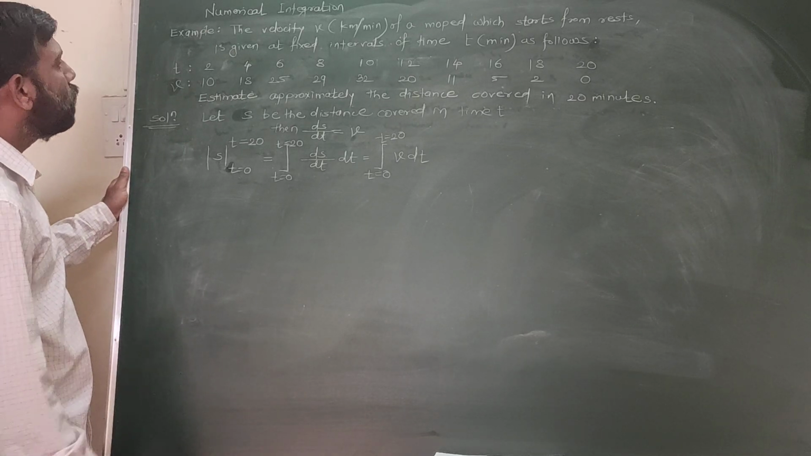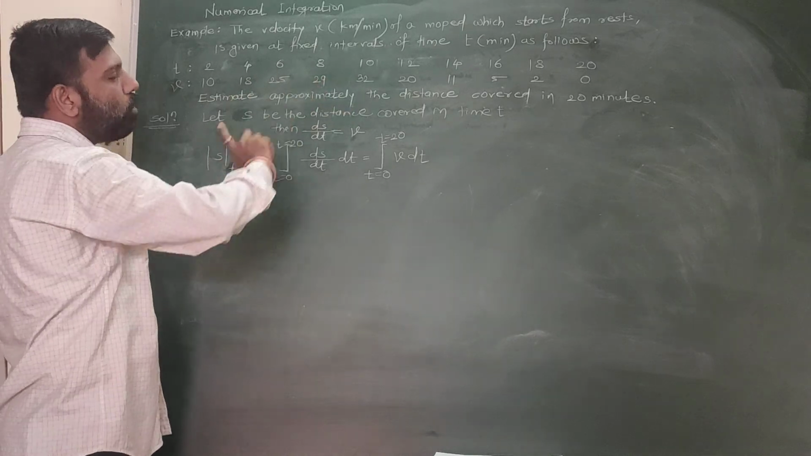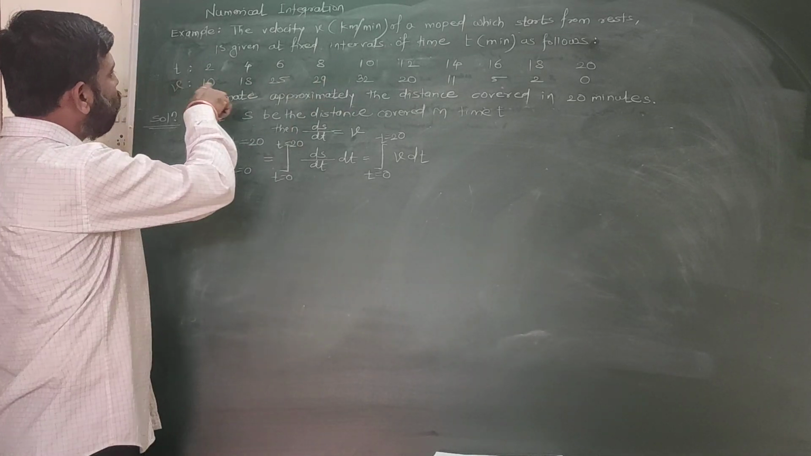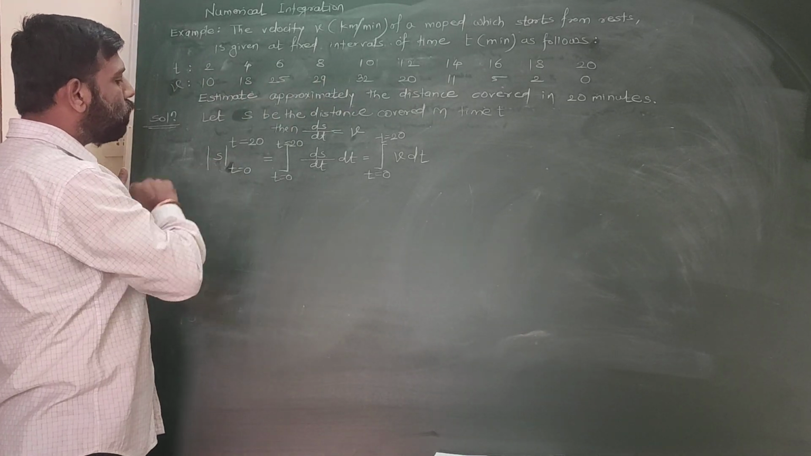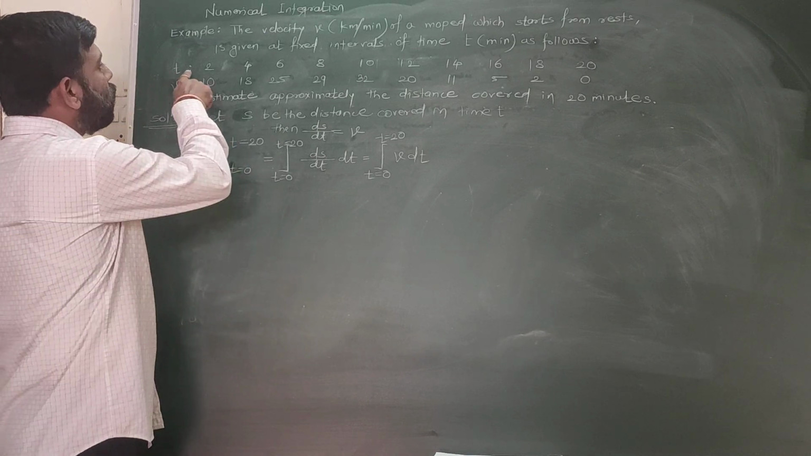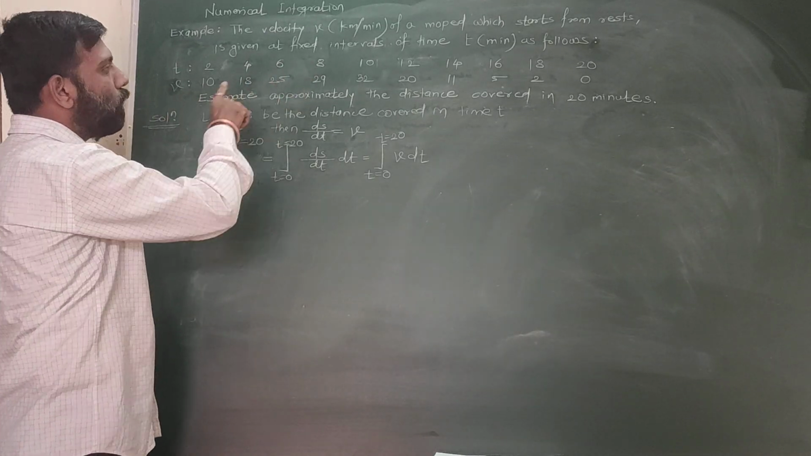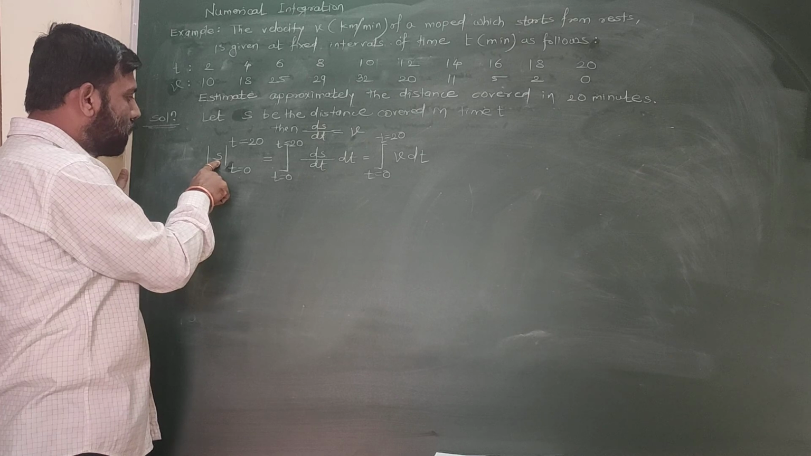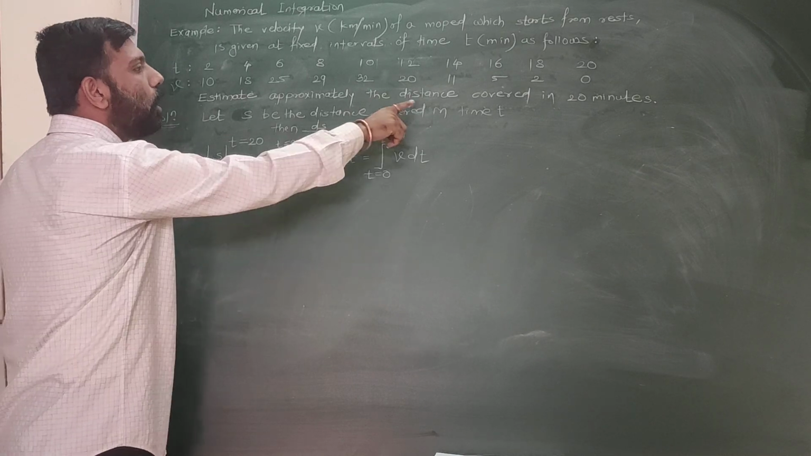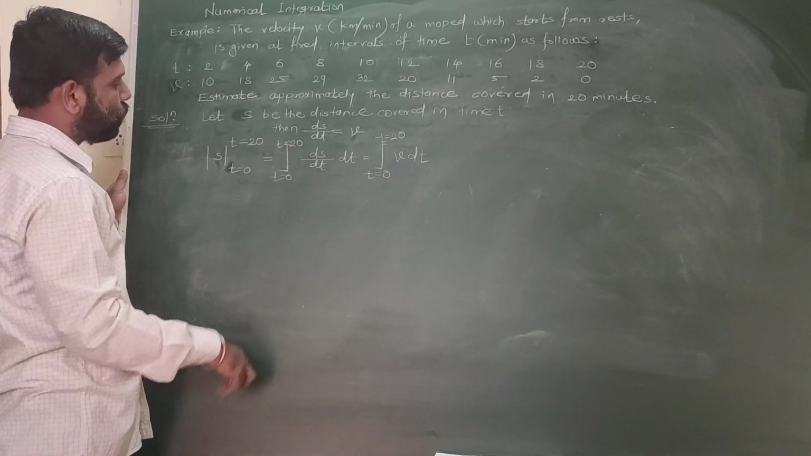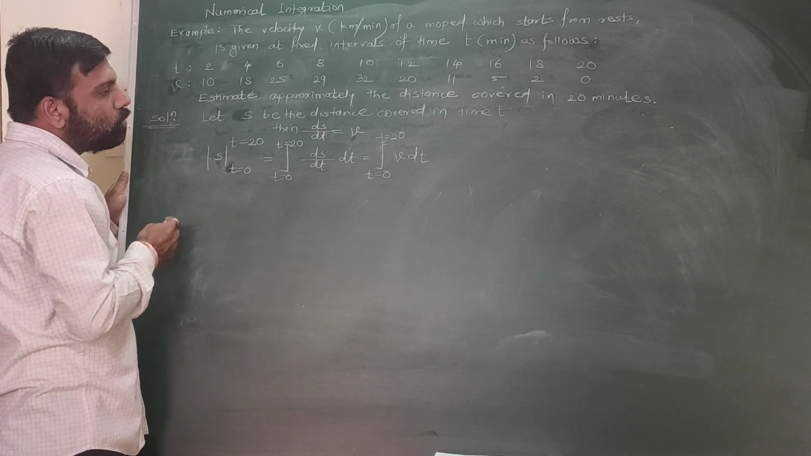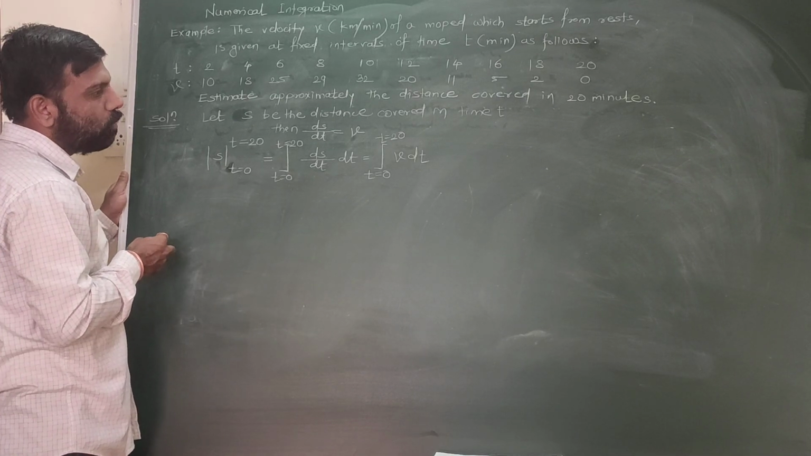The two values are given to us in tabulated form, that is time and velocity. Now we have to find, for the corresponding time period where velocity is mentioned, what is the distance covered after 20 minutes. For this we are using the Simpson one-third rule.